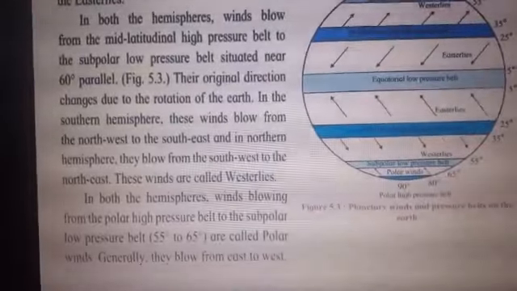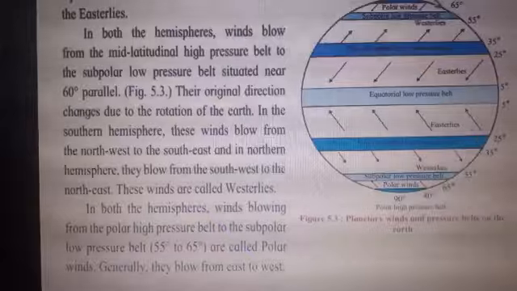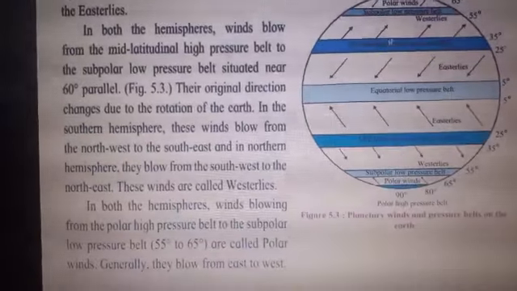Same in the northern hemisphere too, we find that the winds are blowing from the polar high pressure belt to the subpolar low pressure belts. So these are the polar winds. Generally they blow from east to the west. So they are blowing from east to the west direction. This is the west and the winds are blowing from the eastern part.